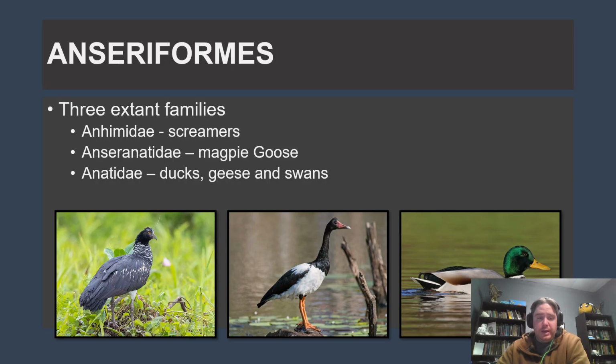So in the tag, every single species is an anatid. It's not an anhimid or an anseranatid. So when you see a duck or an eider or a merganser, as we'll see in a little bit, the family is the same for all of them.